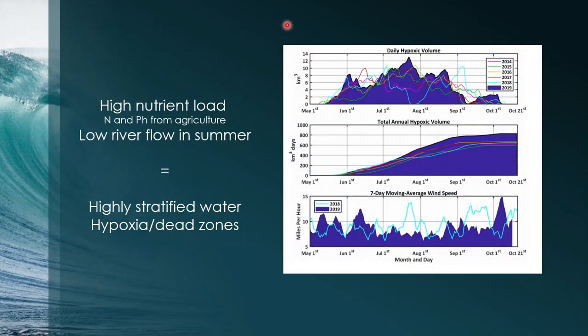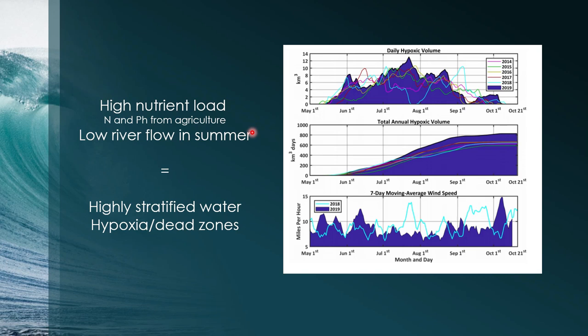Now, one of the big challenges for the Chesapeake Bay is water quality. What can happen is very high nutrient load in the Chesapeake Bay, because it drains a lot of agricultural land. If those lands are fertilized, a lot of nitrogen and phosphorus come down from the river. So we have high nutrient load because of agricultural drainage, and low river flow in summer.